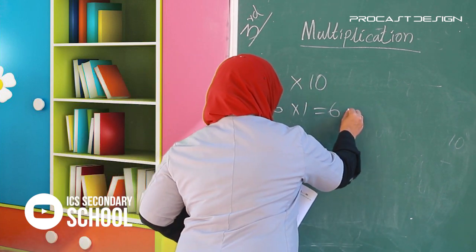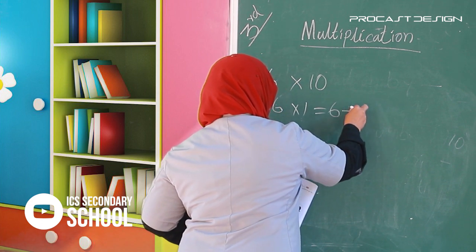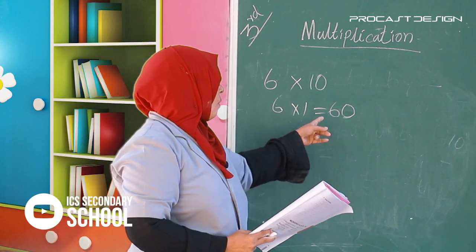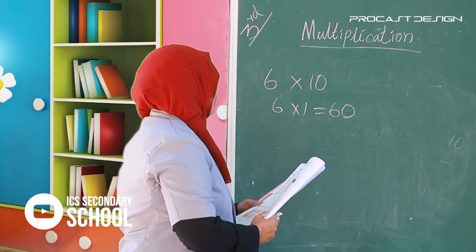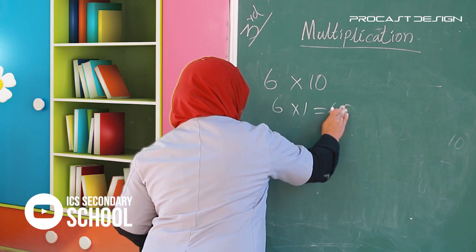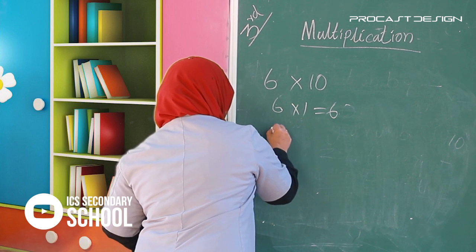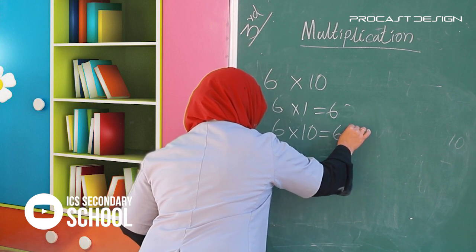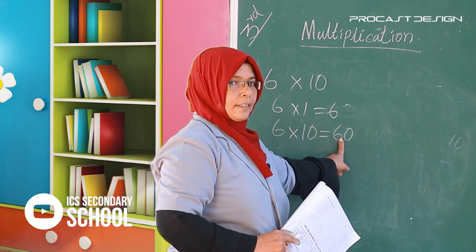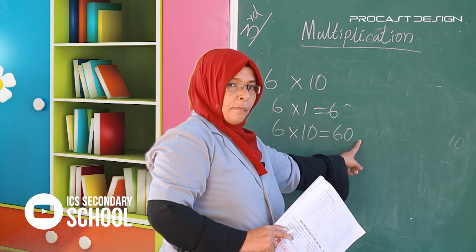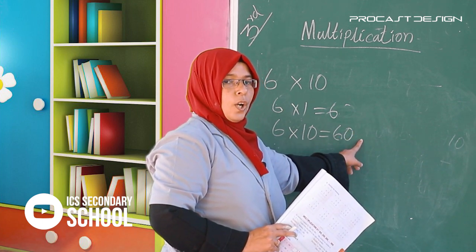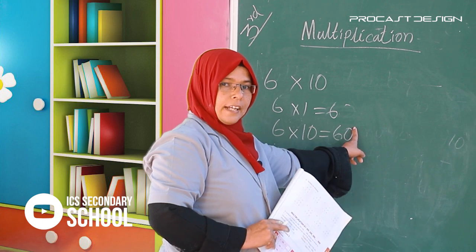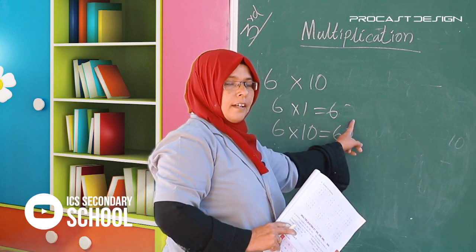Equal 6 and write 0 to the right side of this number. 6 into 1 equal 6. That is 6 into 10 equal 60. Write the 6 and write 0 on the right side of this number.